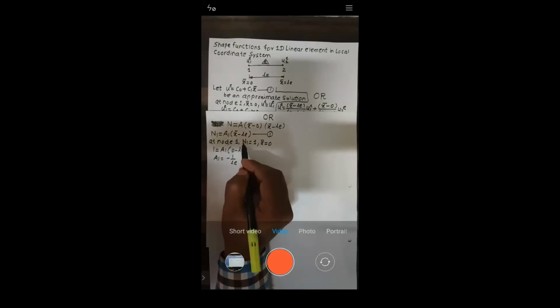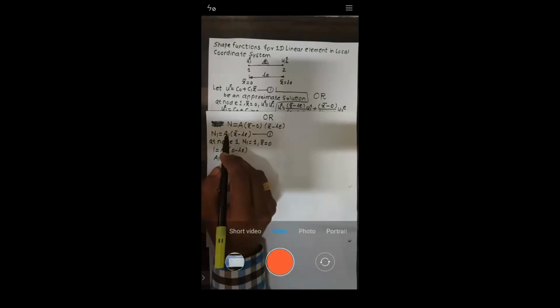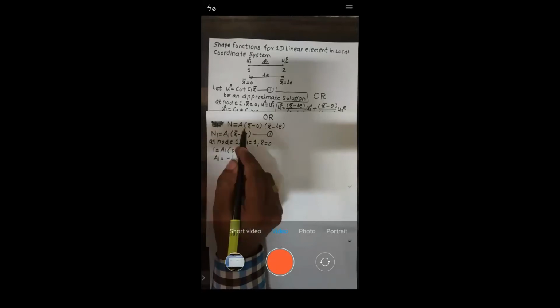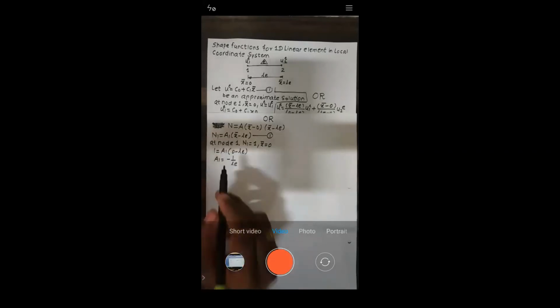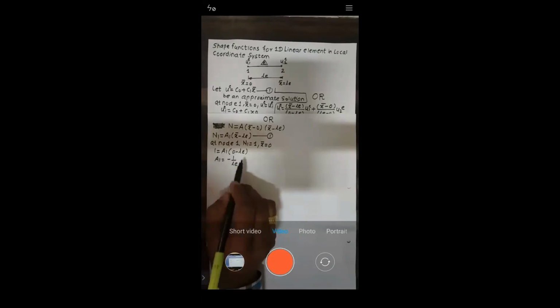Similarly, we have written N is equal to some constant into this term. Because we are interested to calculate the value of the constant. Right? So now, put this value.